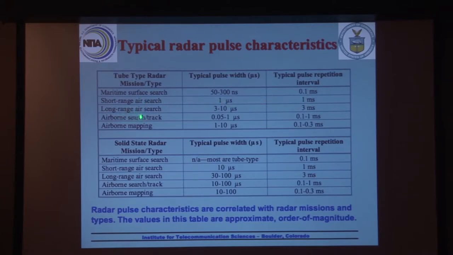Long range air search, 150 to 200 nautical miles. The pulses get longer, 3 to 10 microseconds, because they're not so worried about range resolution at the long ranges. But the interval between them has to get longer, 3 milliseconds, because they're working 2 to 3 times longer range than the short range air searches. And they have to wait, as we know, for the pulses to go all the way out to a target, hit the target, come back, before they fire the next pulse. And that's how long it takes, 3 milliseconds.